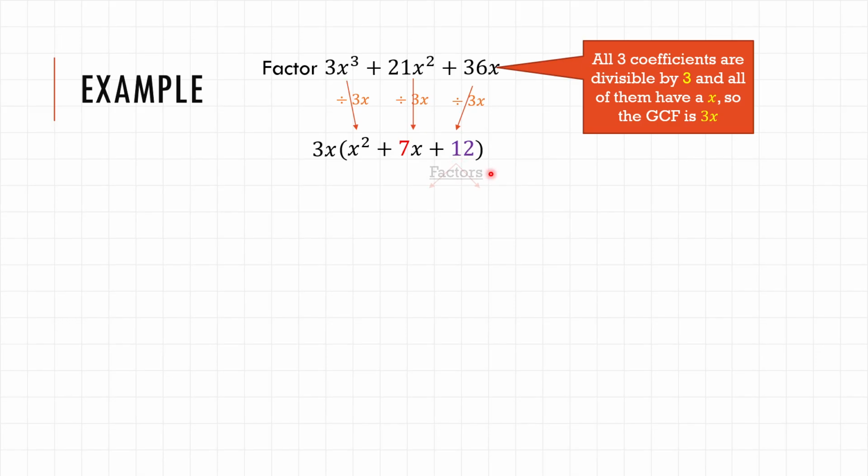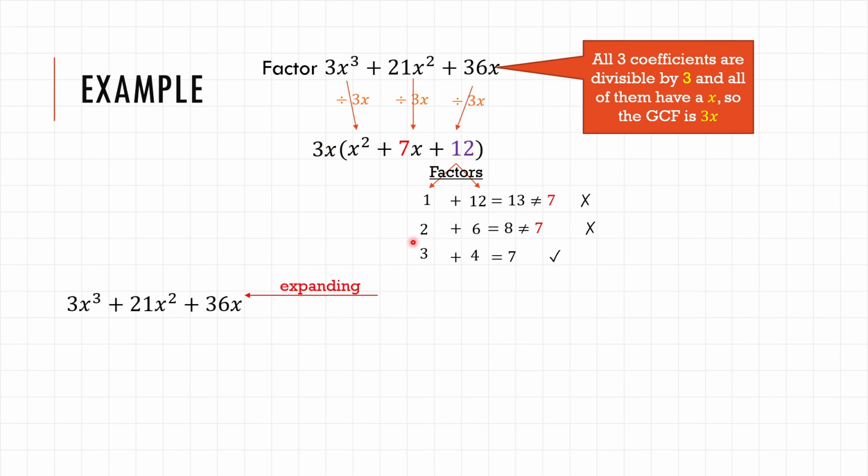Well, the factors of 12 are 1 times 12, obviously, 2 times 6, right? But 2 plus 6, just like 1 plus 12 was 13, we're looking for it to be 7. 2 plus 6 is 8, and 8 is not 7. But 3 times 4 gives us 12, and when I add them together, they actually do equal 7. And so, if I wanted to factor this, I could turn this into 3x times x plus 3 and x plus 4, just like you see here.